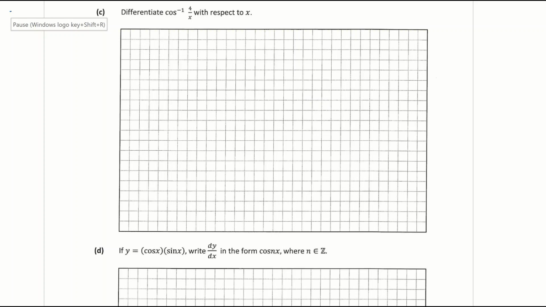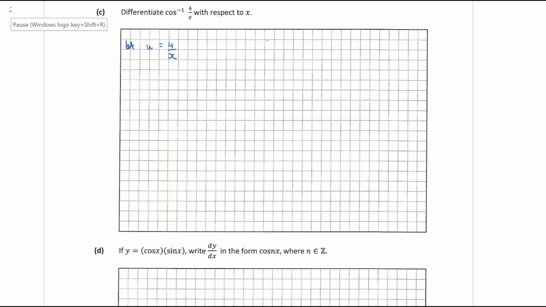Part C, differentiate cos inverse 4 over x with respect to x. So I'm going to use the chain rule here to solve this. Using the chain rule, I'm going to break it up. I'm going to use u as my letter. So let u be equal to 4 over x. I'm taking that part out.